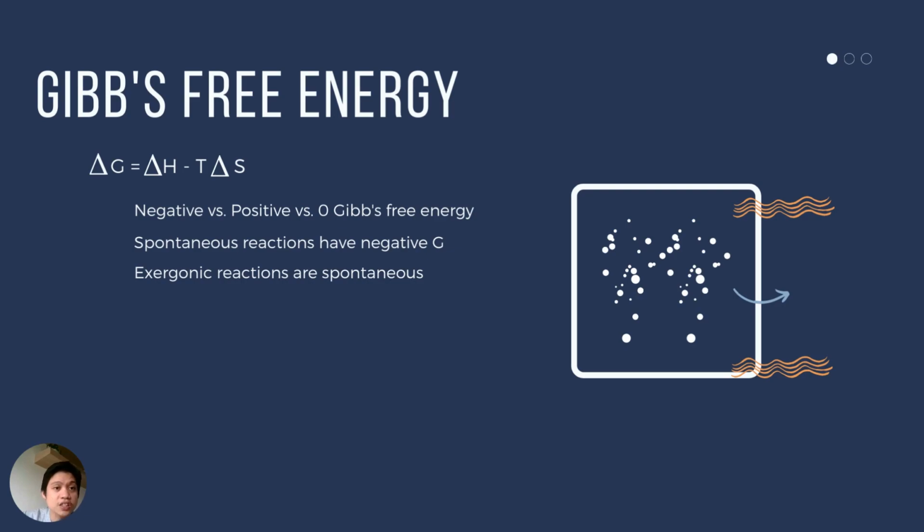Next, let's discuss Gibbs free energy. So, in a system, we have already discussed entropy, which is the state of disorderliness. And that, in the equation, is represented as S. So S here stands for entropy. H in this equation stands for enthalpy. Enthalpy is basically heat energy.